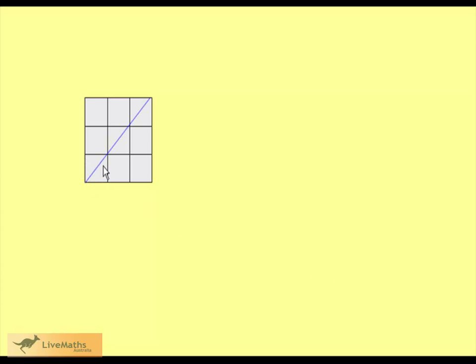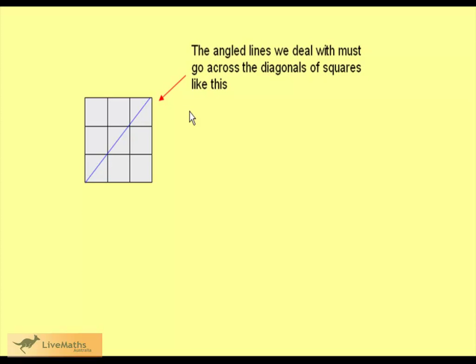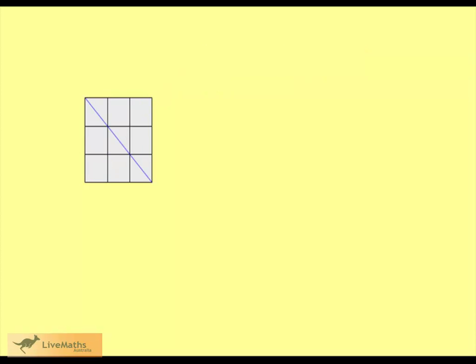This line goes across the diagonals of the squares of the grid. We need to know how to reflect in a line that does this. The angled lines we deal with must go across these diagonals in this way. Either that way or that way. Note once again how this goes across the diagonals of all the squares.